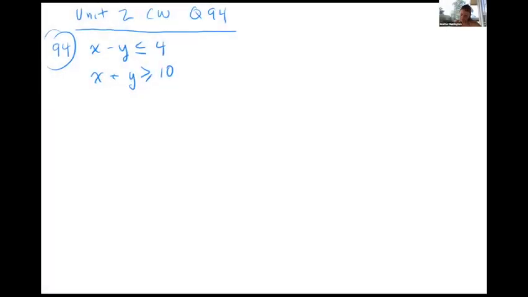We have this system of inequalities. Now, how do we solve this? So we're going to graph both of these. I'll put it over here.